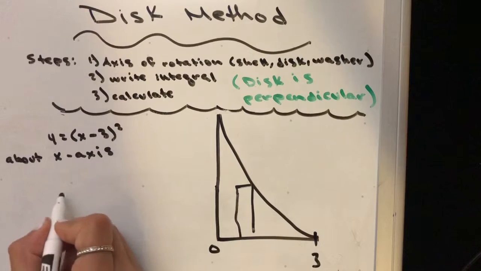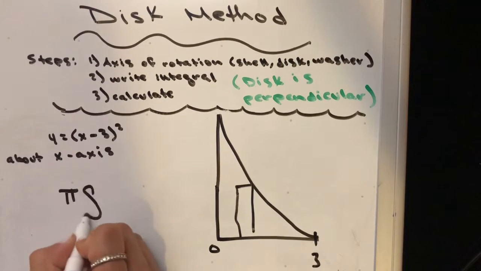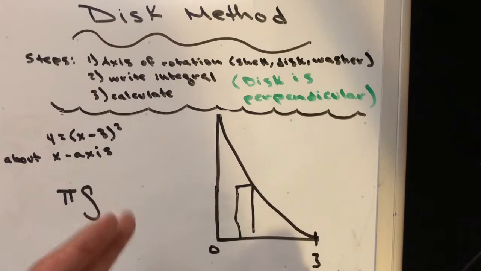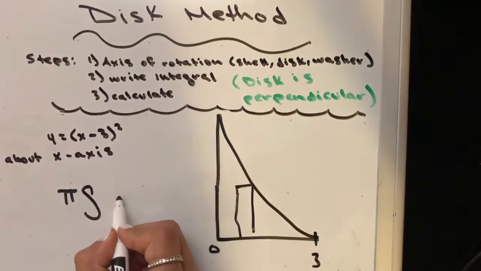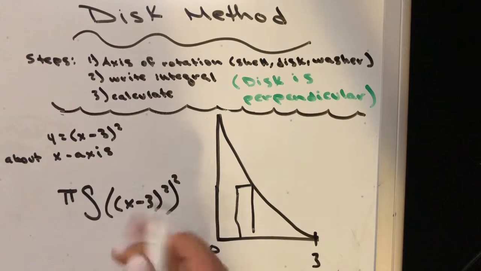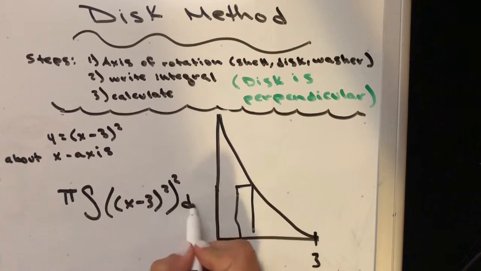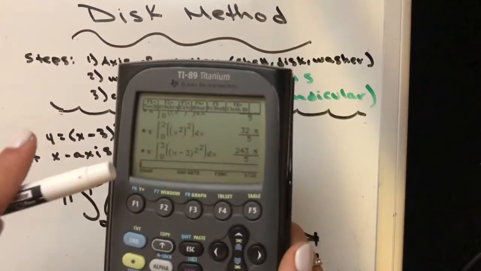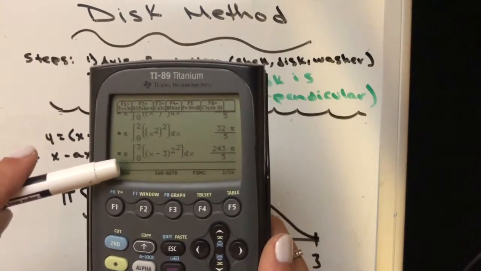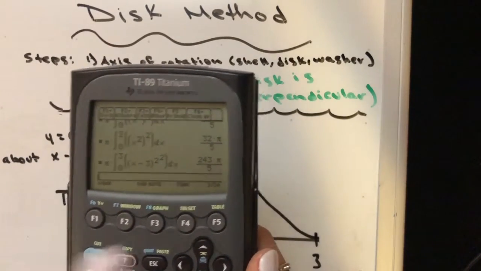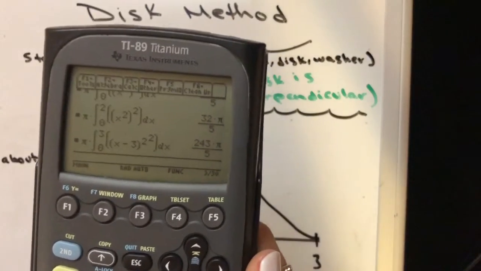So our integral is going to be pi, our integrand, and then the height, which is the radius. The height of the rectangle is the radius, so that's (x - 3)^2, because that's pi r squared, dx, bounded by 0 and 3. And then we're just going to plug it in exactly like that into our calculator. You'd put pi integral (x - 3)^2, comma x, comma 0, comma 3, and you should get 243 pi over 5.